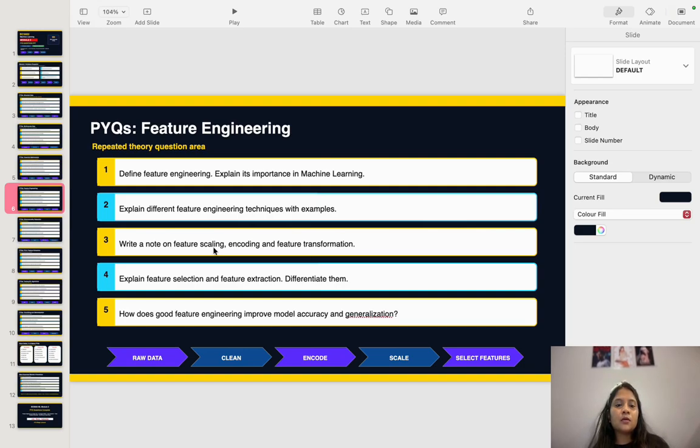Clear? Okay, so next is explain feature selection, feature extraction, and differentiate them. Okay. And the last question for feature engineering is how does good feature engineering improve model accuracy and generalization? Okay, these are the expected questions related to feature engineering.